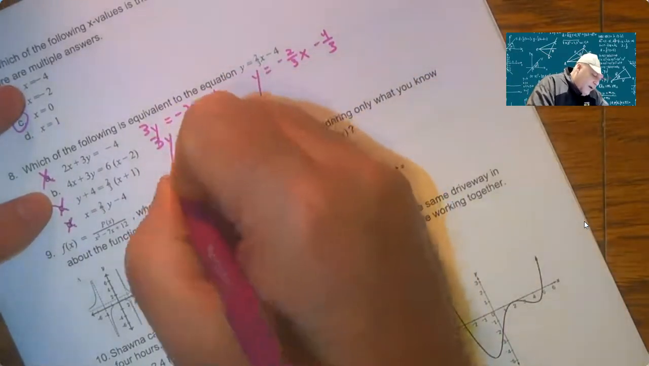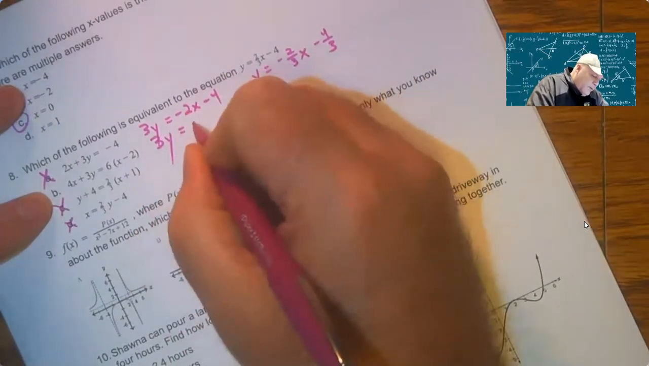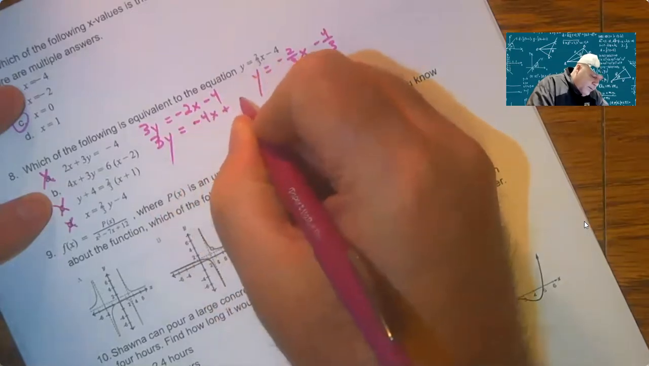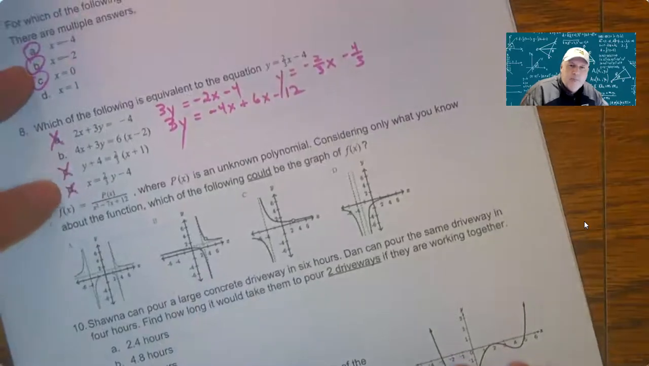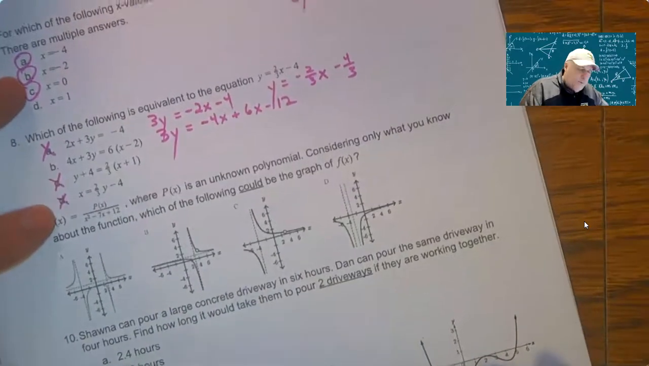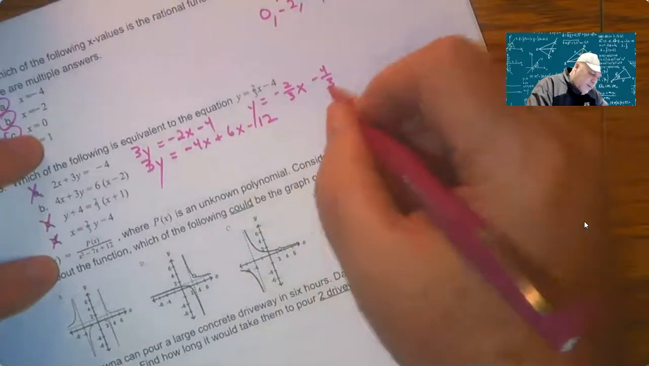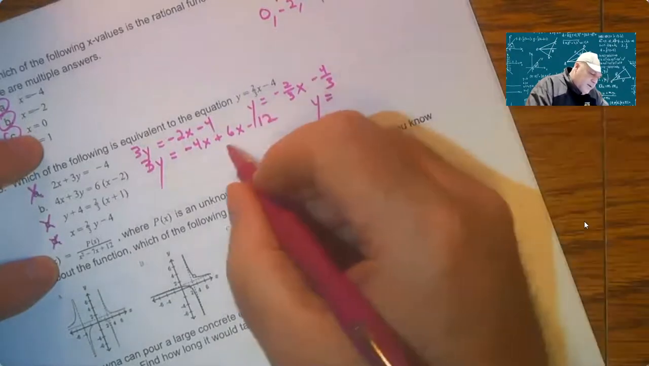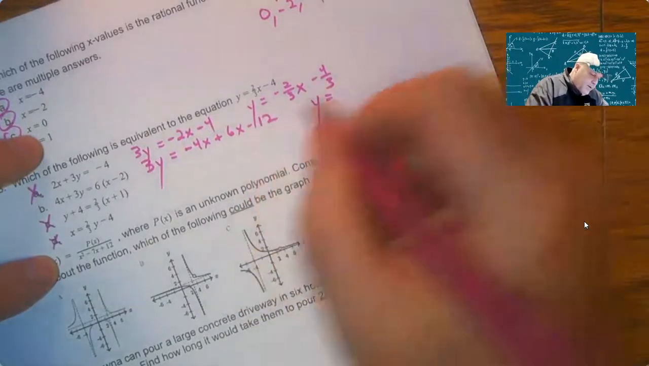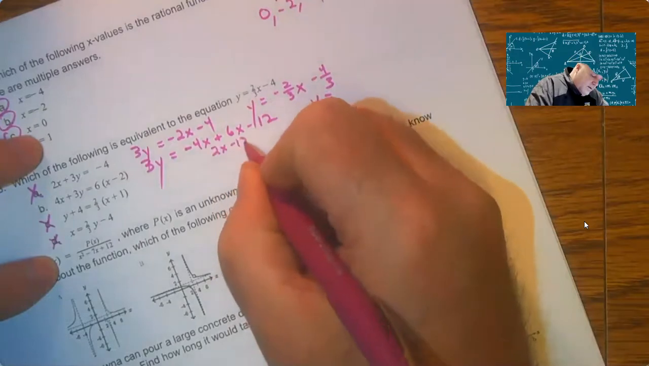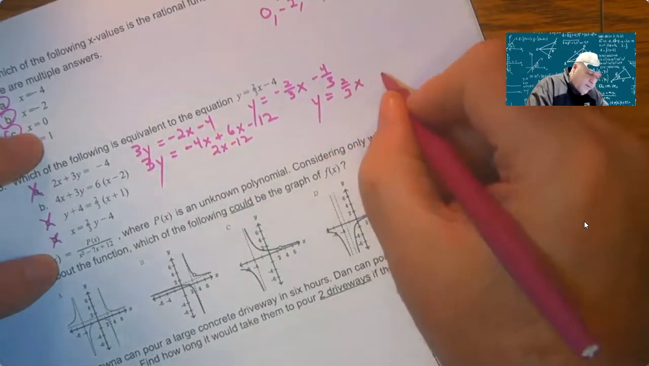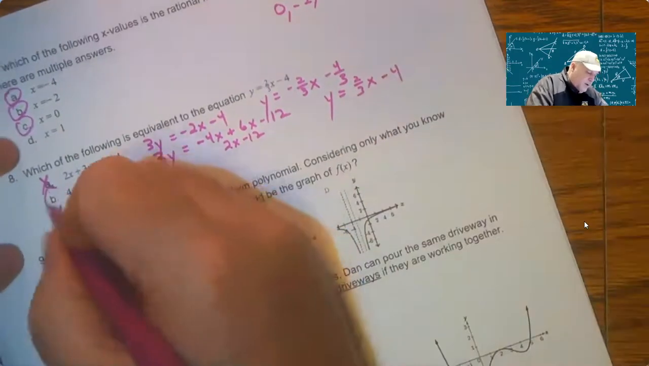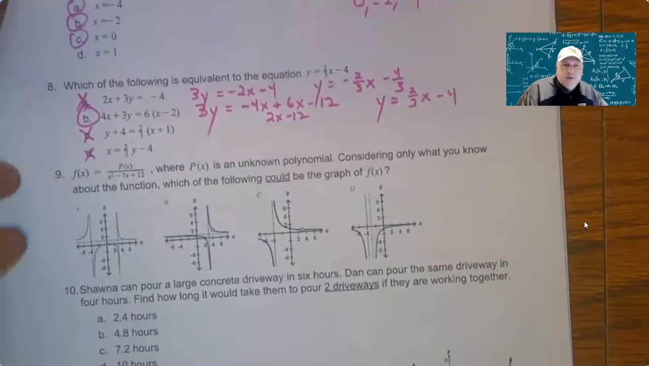Okay, so 3y equals negative 4x plus, I'm going to multiply the 6 through. So you can do the simplifying. You can see here that this will end up, so this is 2x minus 12. I'll write that down right here. Now we want to divide by 3. So 2/3 x minus 4. So it is B. That works.